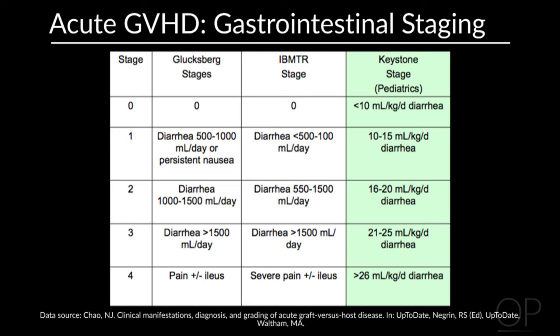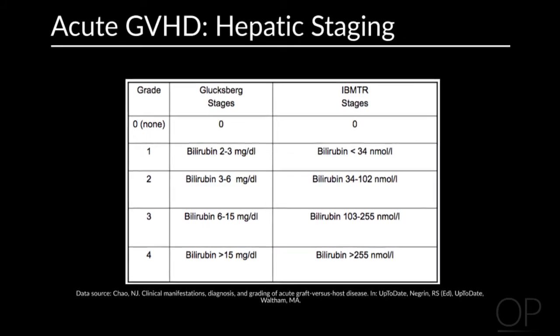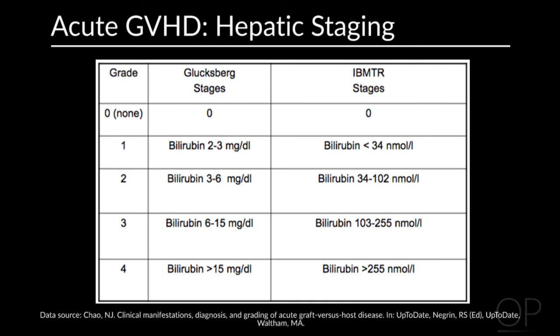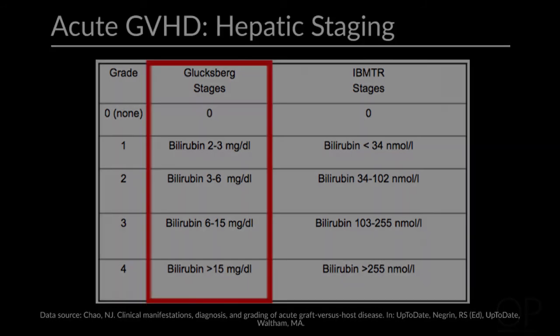So what we use in pediatrics is the Keystone staging, which basically is determined by the amount of diarrhea per kilogram of the patient per day to stage. As we go up in staging to stage 4, you see greater amount of diarrhea out during the day. The liver is the other organ that is staged to form your composite acute graft-versus-host disease grading. Again, there are two staging systems. I think it's easiest to use the one which has the units that your lab uses. So we use the Glucksberg staging system at our center.